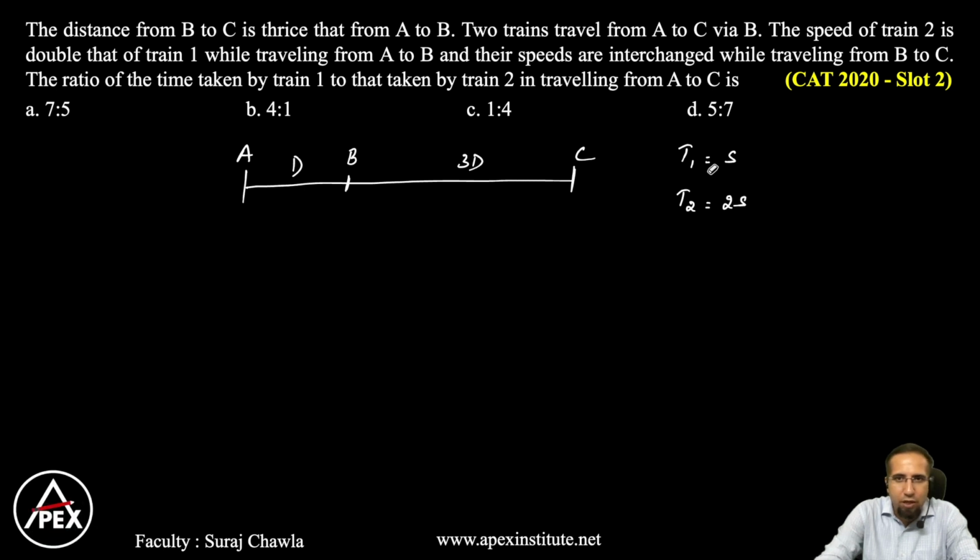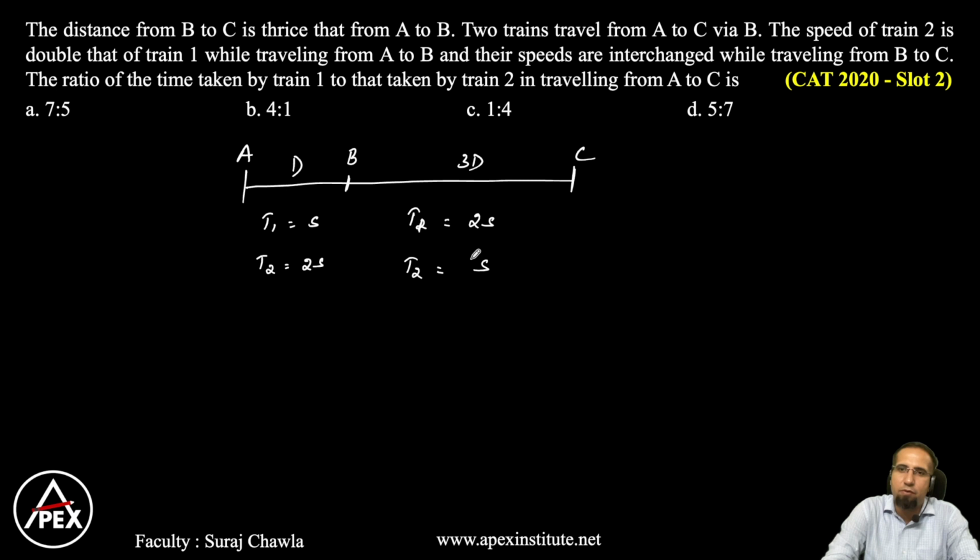So let's write it this way. From A to B, the speed of train 1 is equal to S and train 2 is equal to 2S. Right? From A to B. And their speeds are interchanged while traveling from B to C. That means now T1 becomes 2S for this part of the journey, and T2 will be S for this part of the journey. The ratio of time taken by train 1 to that of time taken by train 2 to travel from A to C. That means I want the ratio of time taken by train 1. What is the time taken by train 1? That is D by S from A to B.